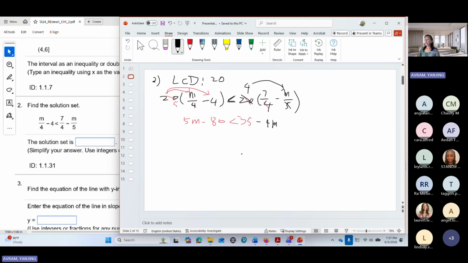Now we're going to move all the variables to the left-hand side and all the numbers to the right-hand side. In this case, you're going to get rid of this 4m on the right-hand side. When you do something to the right, you also need to do the same thing on the left, so we need to be fair to everyone. I add 4m on the left-hand side, and I also add it on the right-hand side, so these two cancel out and are gone. Then 5m plus 4m will be 9m.